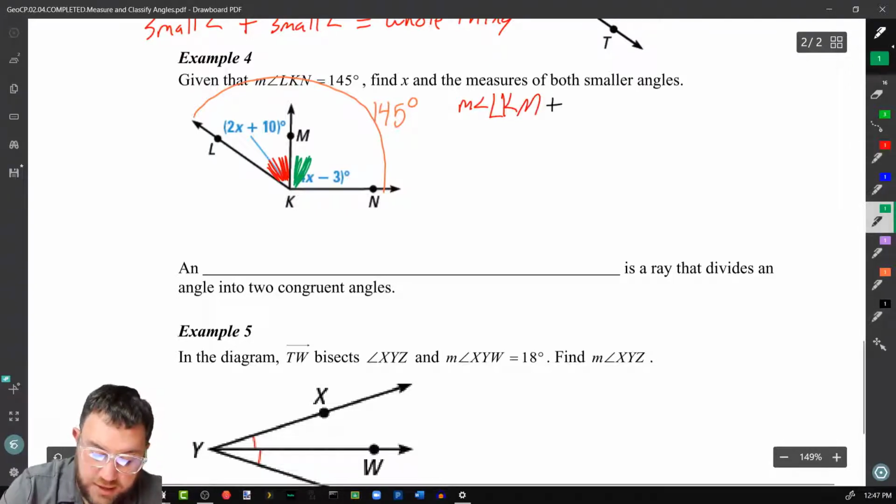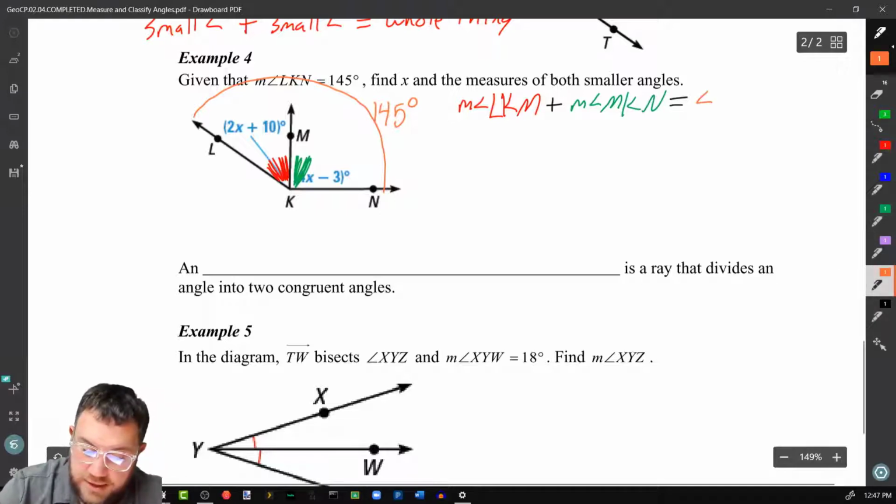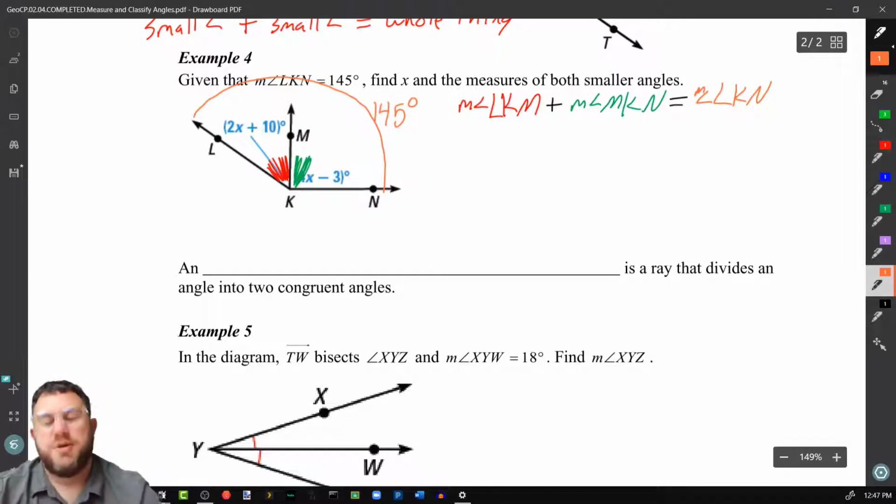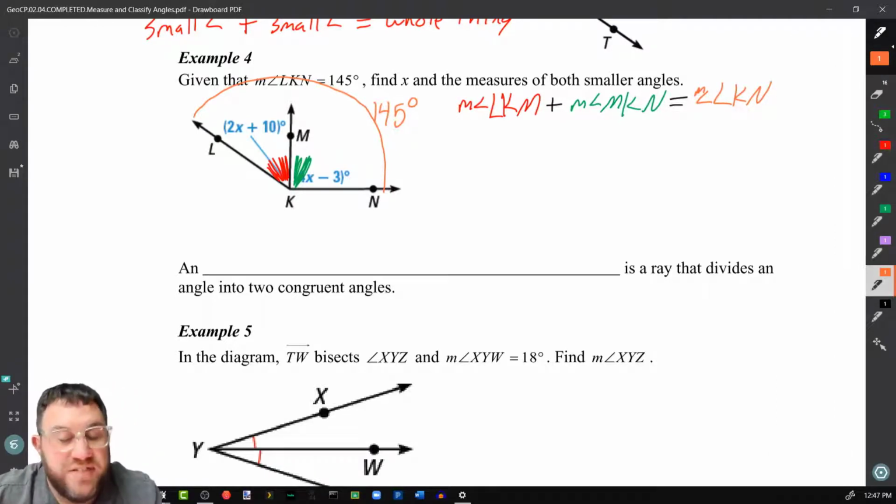The green angle is MKN, and the whole thing is LKN. Now notice each of these has the M in front of it because these are measures. These represent numbers. They're kind of like variables. We can't add and subtract pictures. We can add and subtract numbers.